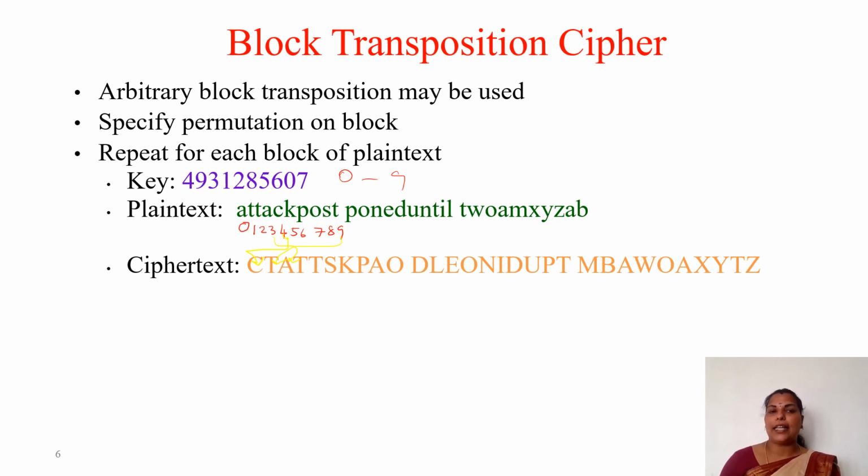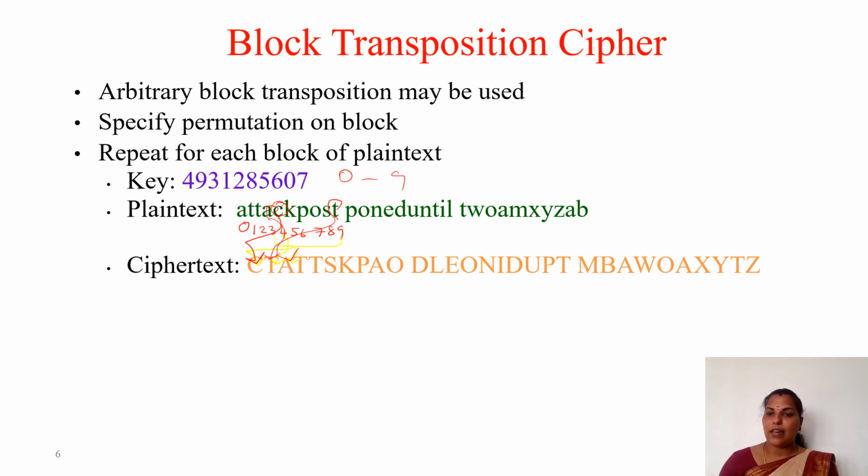Then you have to apply the key 4 9 3 1 2 5 6 7. Based on the position, first we have to take the fourth position. Here we write 0 to 9, and whichever is in the fourth position has to come first. C is in the fourth position, so C. Then 9: T is in the ninth position, so this T. Then 3 means which one? A is in the third position, so this A.